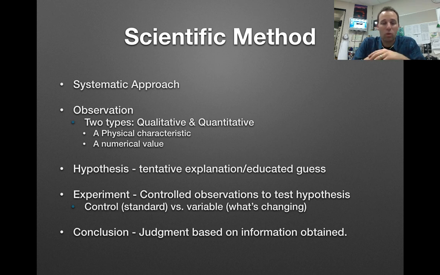That's different from a quantitative observation, in which you have a numerical value attached. Notice the words qualitative, quality, and quantitative, quantity, a number. So you might measure out some sugar. There are 6.7 grams of sugar. That would be a quantitative observation, one with a number attached.